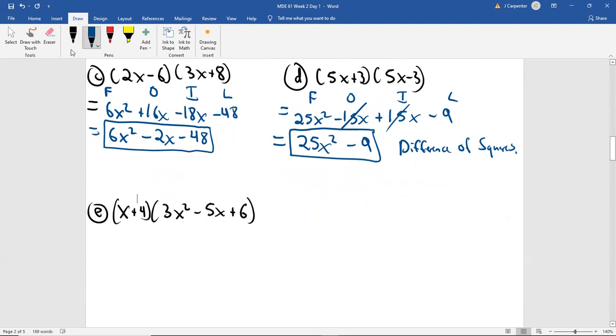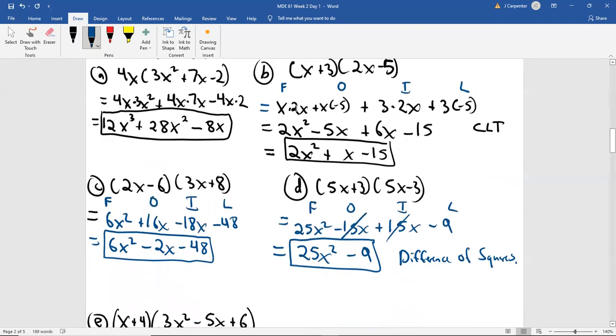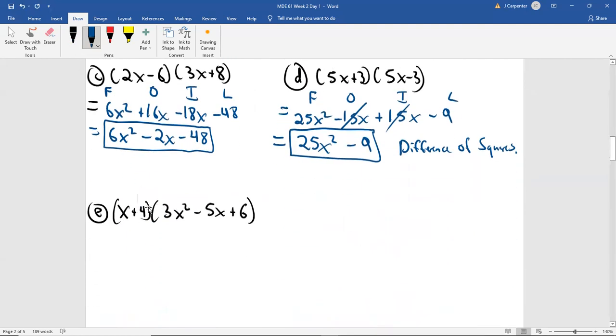So going back to the instructions above, we said you either distribute the single term like A, you FOIL like B, C, and D, or if you have multiple terms in multiple parentheses, you distribute everything in the first to everything in the second. So everything that's in this first parentheses, the x and the 4, gets distributed to all 3 of these terms in the second. So I will actually draw the mapping, the webbing, whatever you want to call it. The x is going to go to all 3 of these. I'm going to do that in blue.